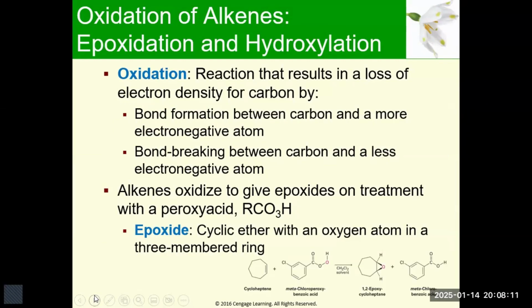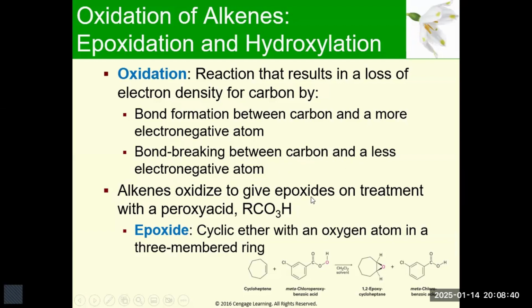All right, so next we're going to talk about oxidation of alkenes, epoxidation and hydroxylation. And with this, it's fairly simple. So we're going to just look at the big picture. Oxidation reactions result in a loss of electron density for carbons, so bond formation between carbon and a more electronegative atom, or bond breaking between carbon and a less electronegative atom.